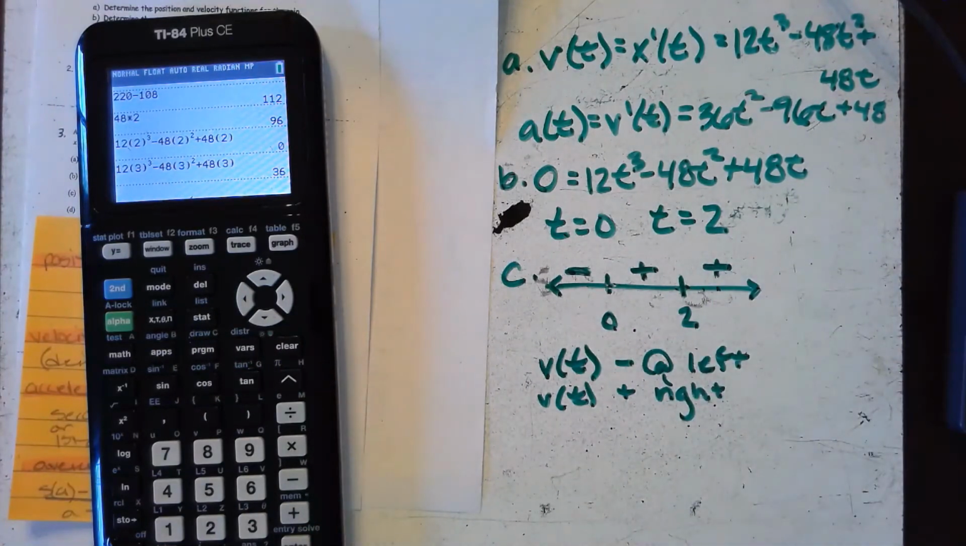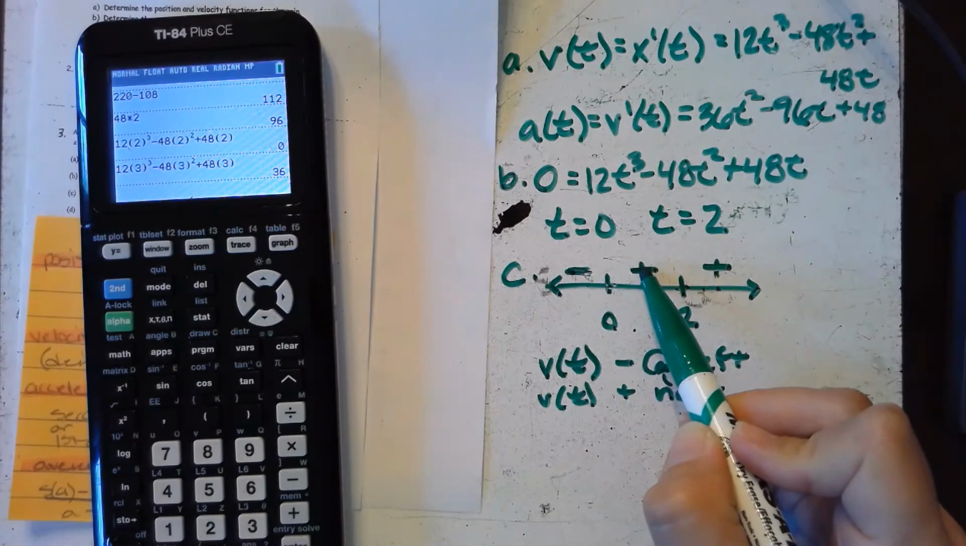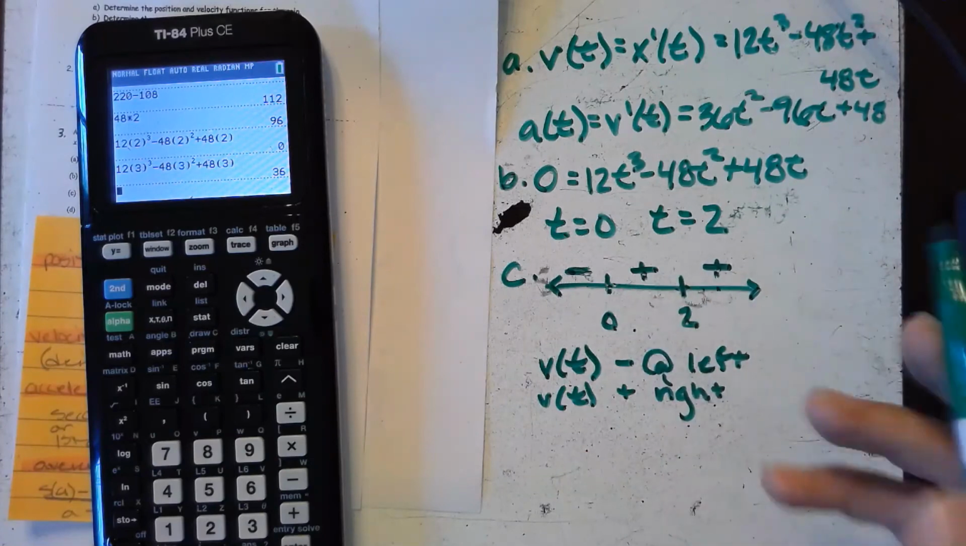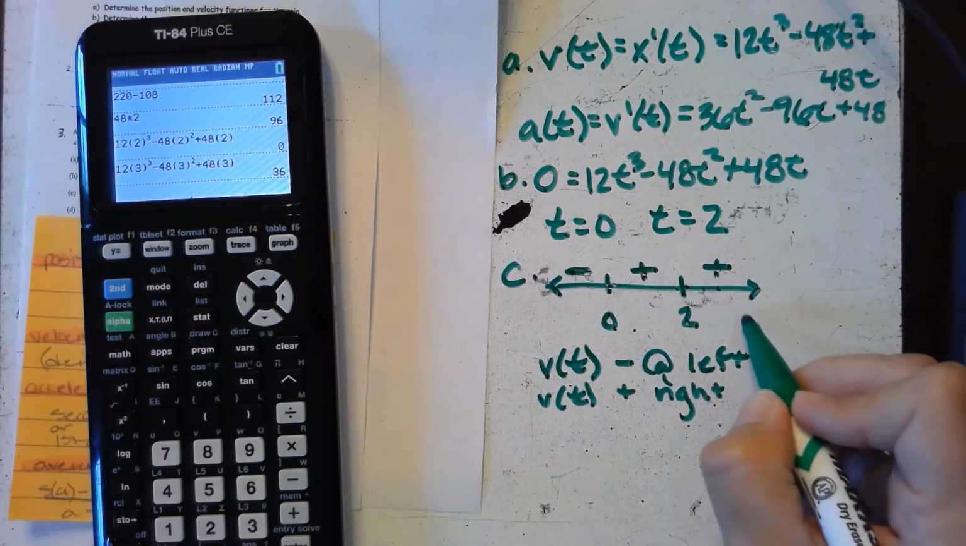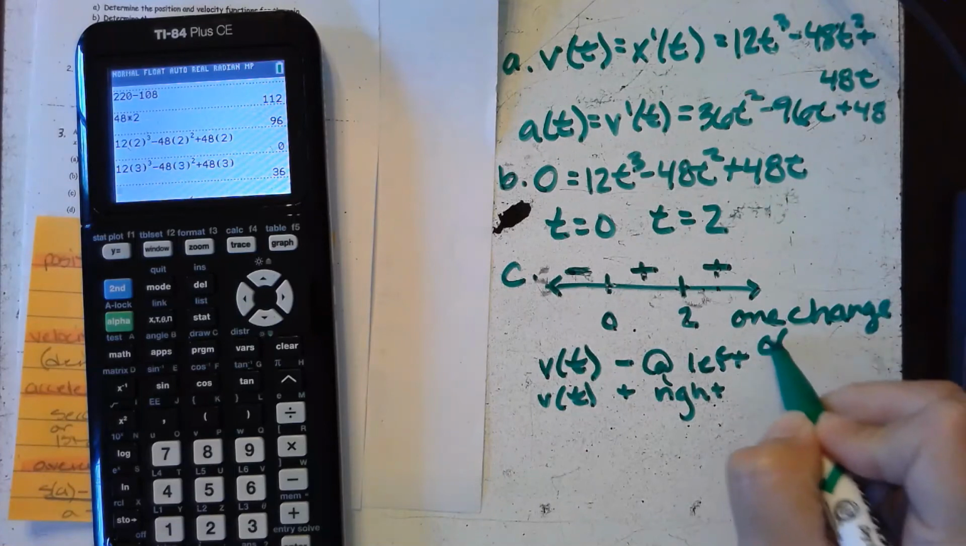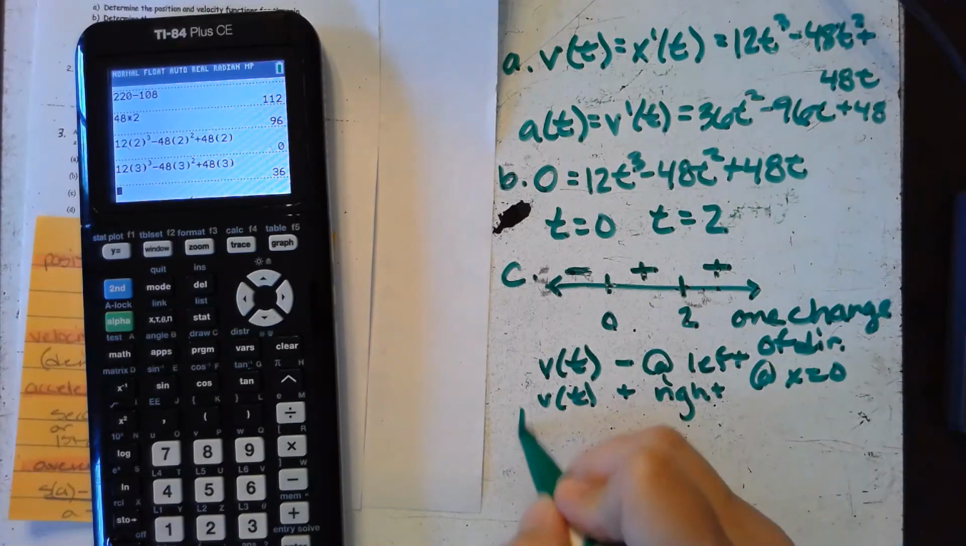So don't ever plug in any of these values because we know that it equals 0. And therefore, that's positive. So what this means is it's going left, it changes and goes right. It stops here, but then it continues to go right. So there's only one change of direction, one change of direction at x equals 0.